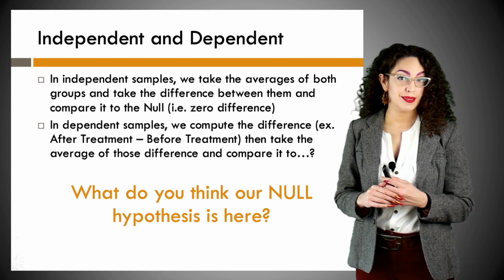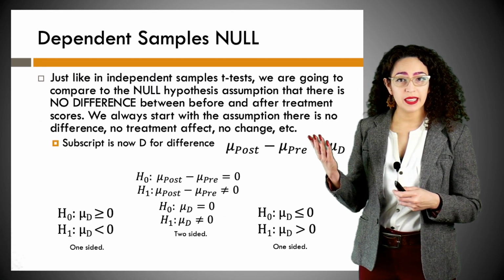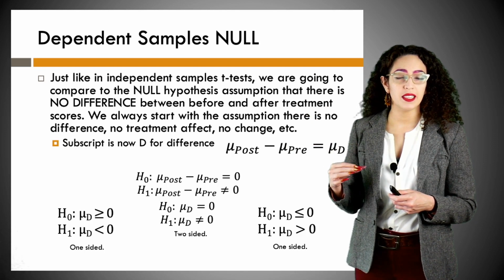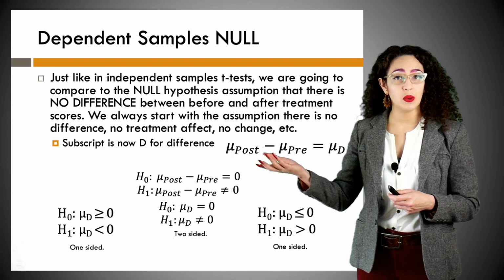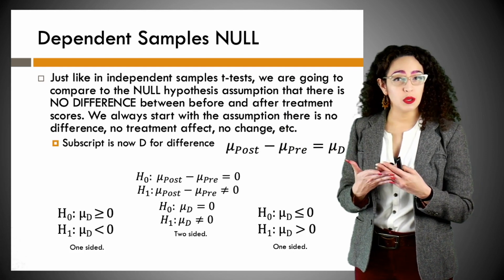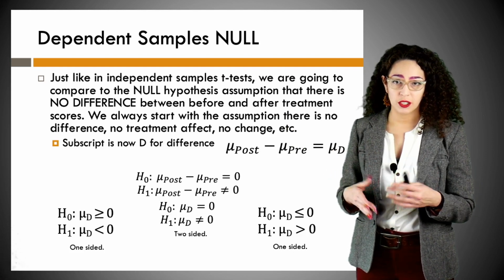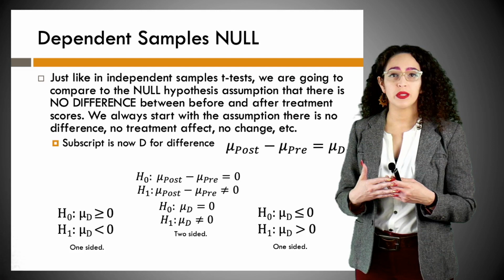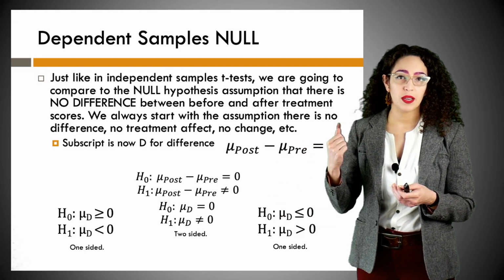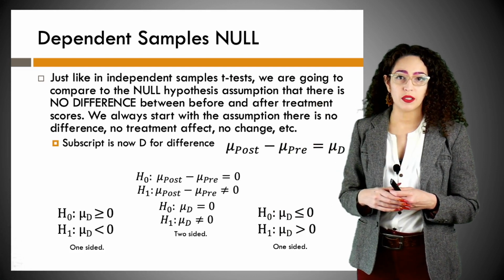Make a guess. Just like in independent samples t-test, we are going to compare to the null hypothesis assumption that there is no difference between before and after treatment. We always start with the assumption that there is no difference, no treatment effect, and no change. So let's say you're on a diet for a few months. We're going to assume that your weight does not change from the first time that you weigh yourself to the last time that you weigh yourself.